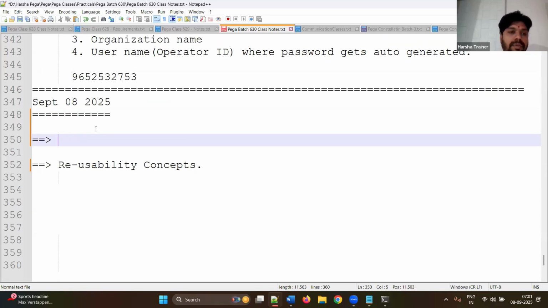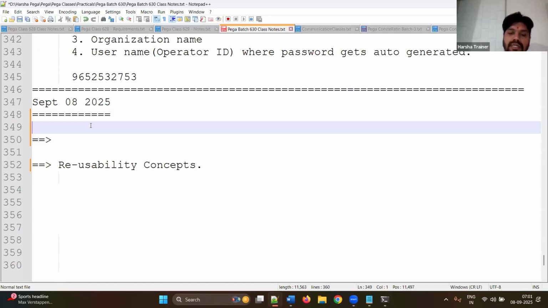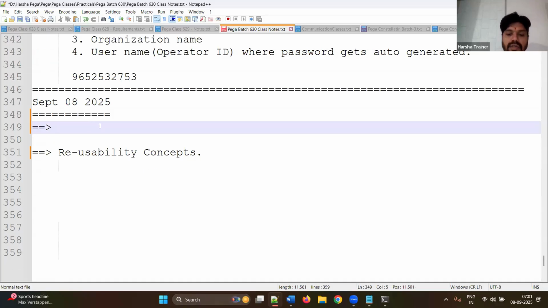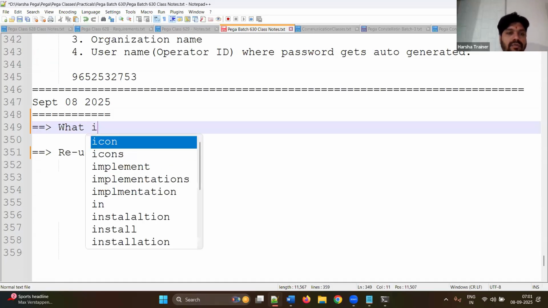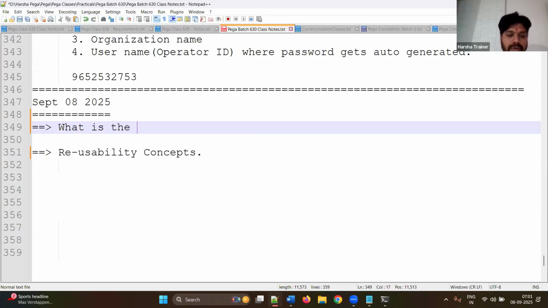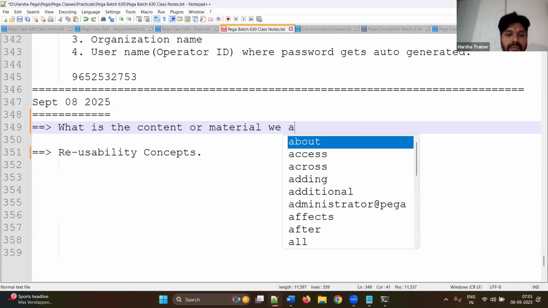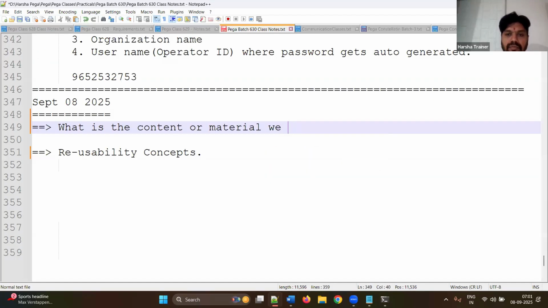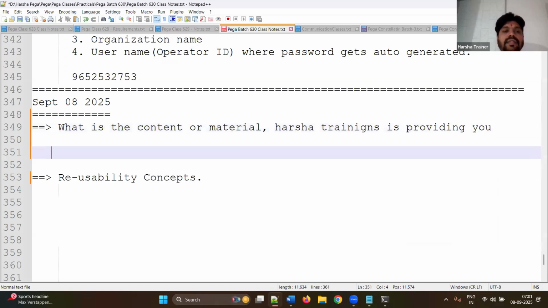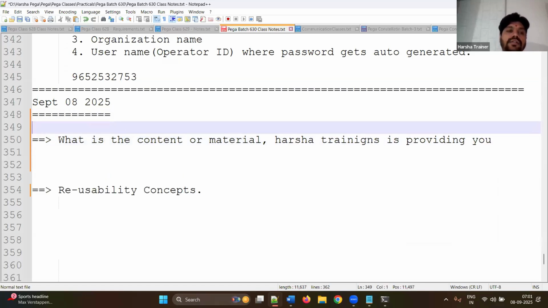Today I will mostly cover the non-technical part. Before we proceed further with other concepts, let me give you this one. See, what is the content we are providing to you? Documents, material we are providing. We means Harsha Trainings. You all know that. So by this time you should have got some clarity.